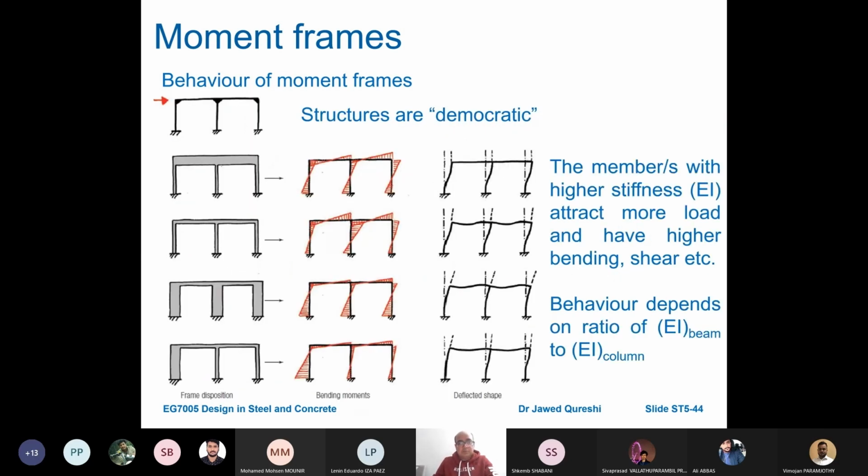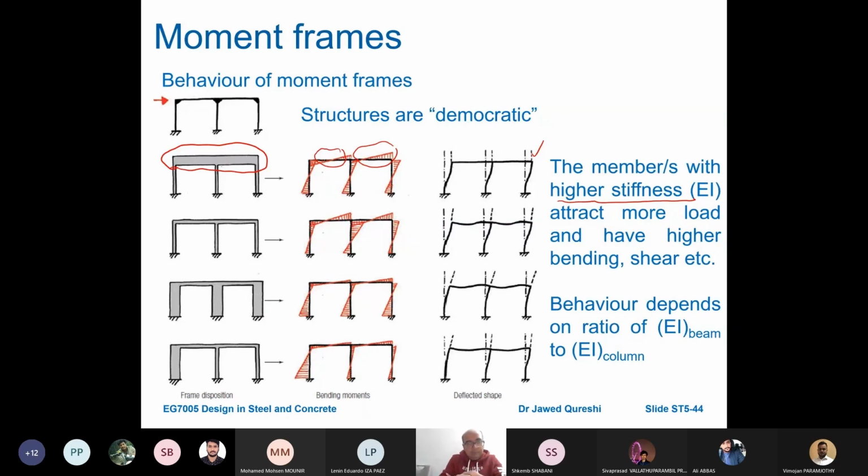Now, behavior of moment frames. The structures are democratic. They transfer load wherever you have lots of material. So the members with higher stiffness will attract more load. So here you can see that this is a weak column and strong beam. Your beam is going to attract more moment, and the deflection is going to be like this, because the beam is not deflecting when we are applying horizontal load, and only columns are deflecting. The reason is that columns are weak.